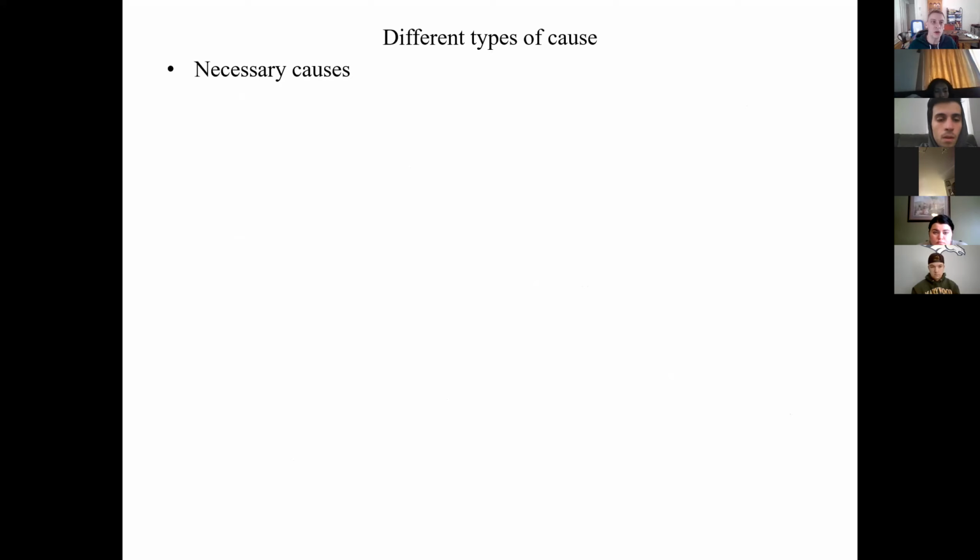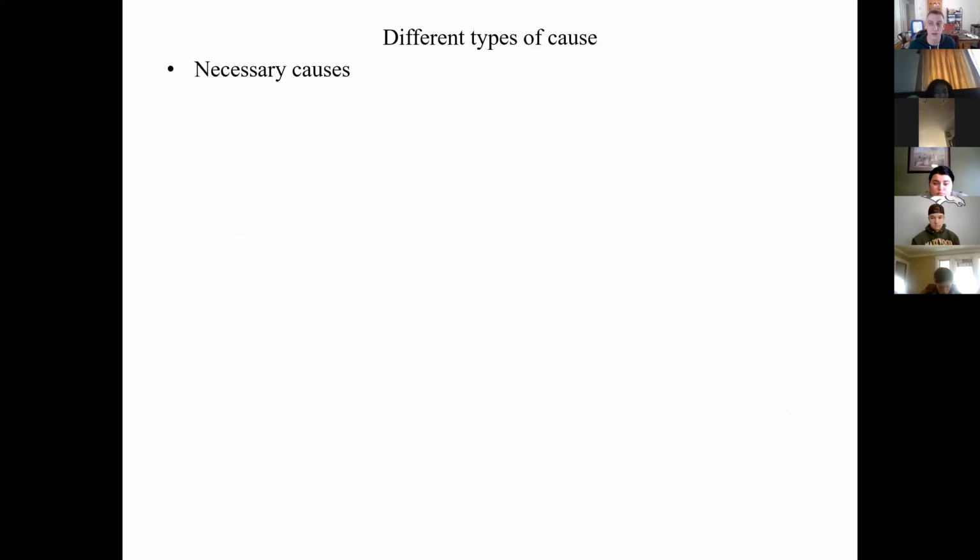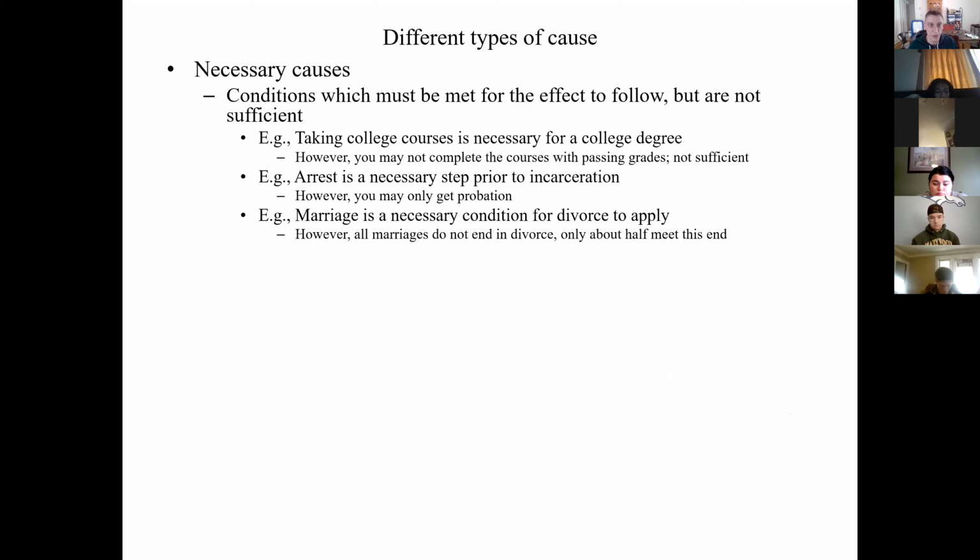Well, really just two causes, and this is something that not only social scientists talk about, but philosophers will get into this. It's called necessary and sufficient causes. So if it's a necessary cause, these are conditions which must be met for the effect to follow, but are not necessarily sufficient for that effect to follow. Okay, so a few examples.